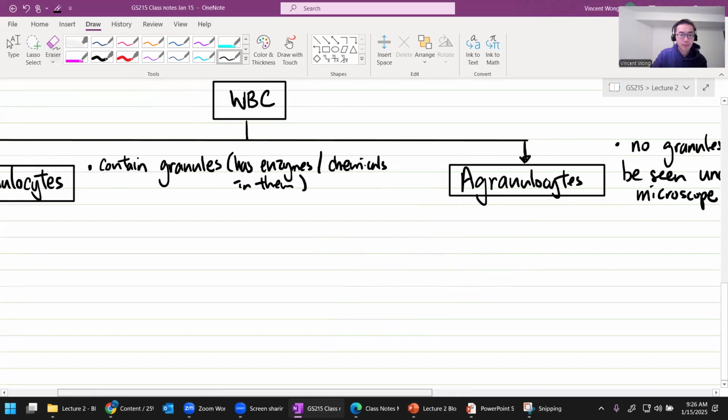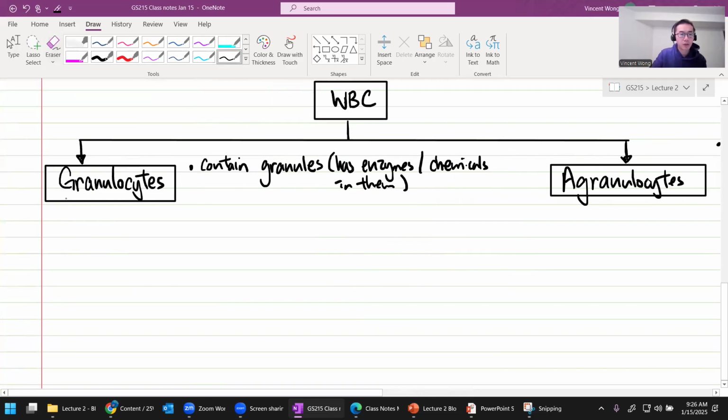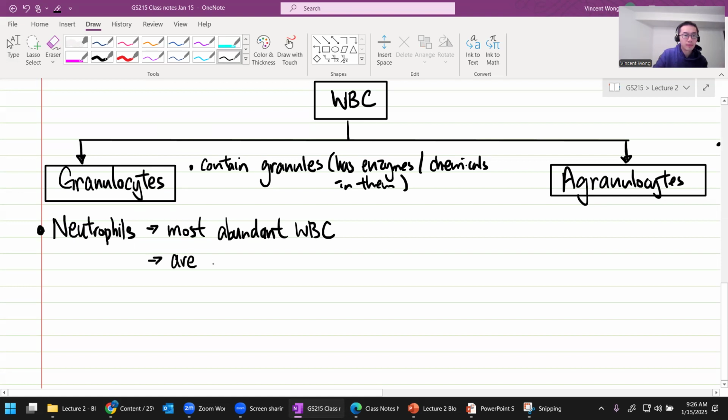All right, let's take a look at the different kinds of granulocytes. Number one, right here, we have neutrophils. Neutrophils are the most abundant white blood cell, and they are phagocytes.